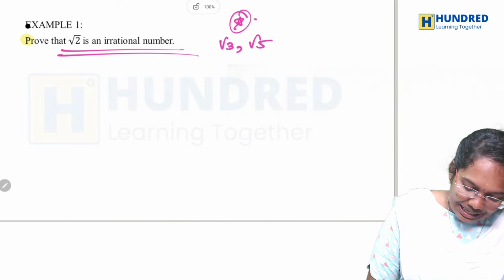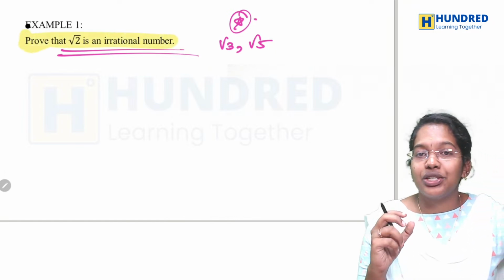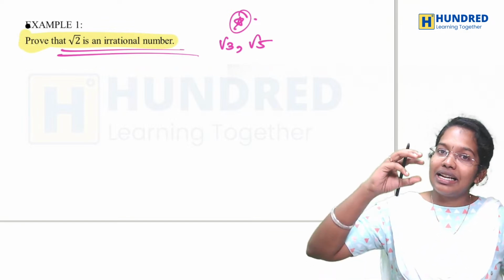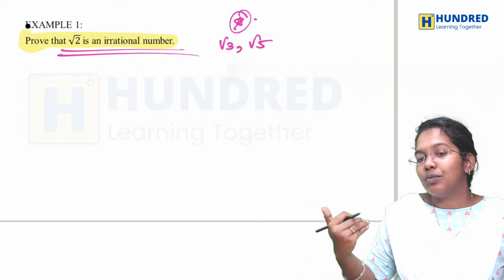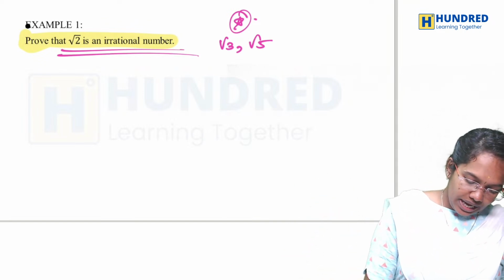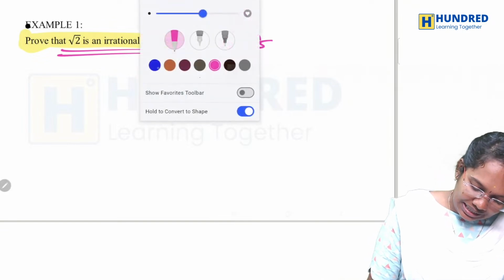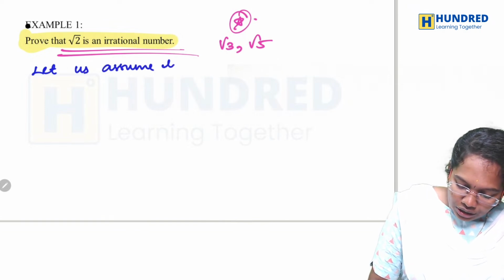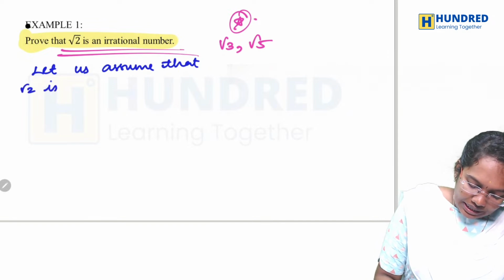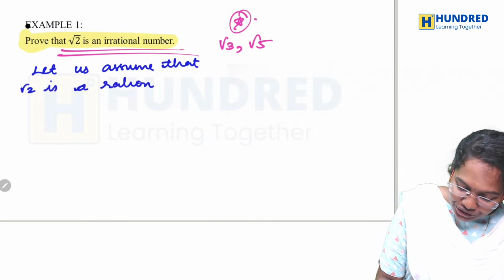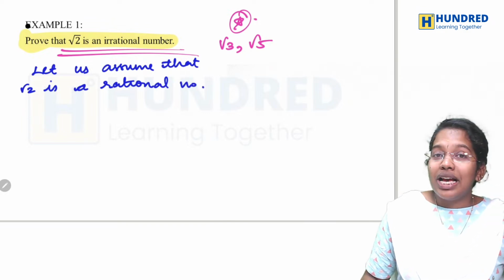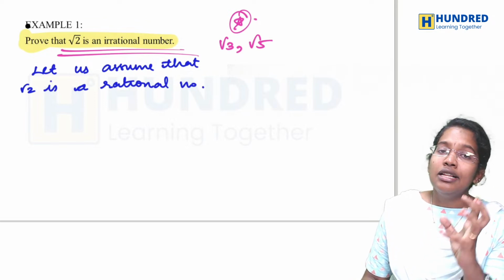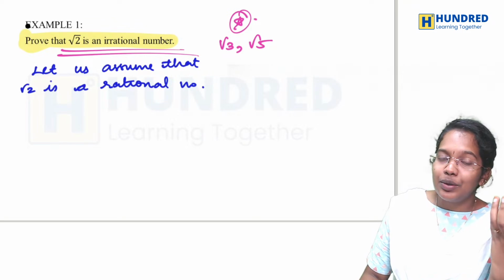To prove a number to be irrational, first we'll assume the given number to be a rational number, and then we'll prove it to be contrary. Let us assume that root 2, the given number, is a rational number. We are just assuming the contrary, and we'll be proving that our assumption is wrong.